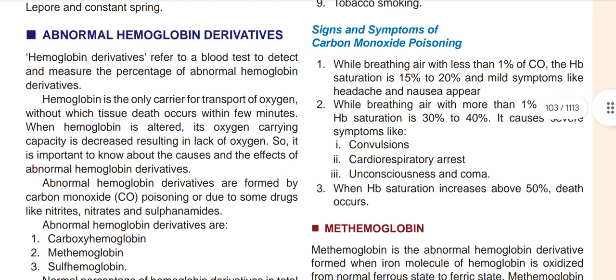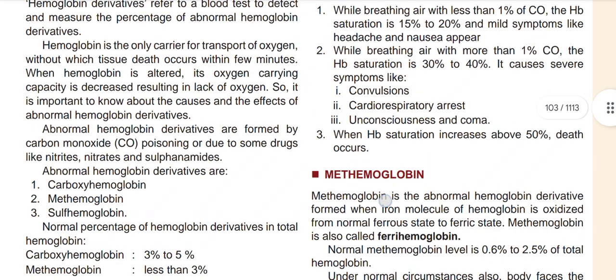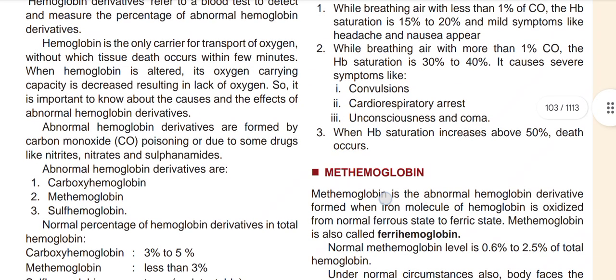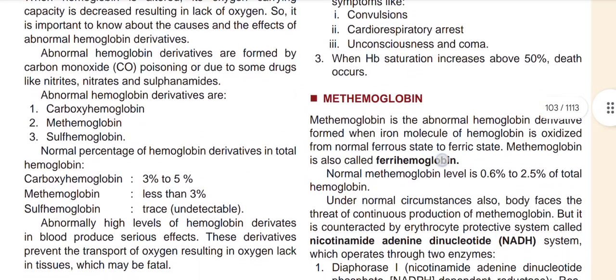Then signs and symptoms of carbon monoxide poisoning: while breathing air with less than 1% of carbon monoxide, the hemoglobin saturation is 15 to 20%, and mild symptoms like headache and nausea appear. Then, while breathing air with more than 1% carbon monoxide, the hemoglobin saturation is 30% to 40%, and it causes serious symptoms like convulsion, cardiorespiratory arrest, unconsciousness and coma. When hemoglobin saturation increases above 50%, death occurs.